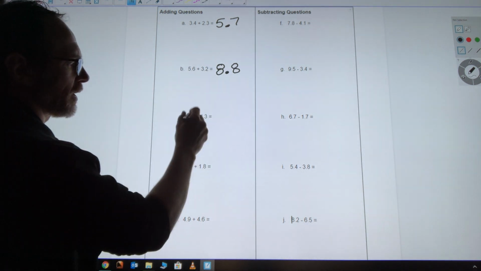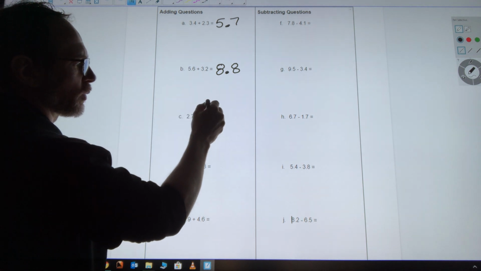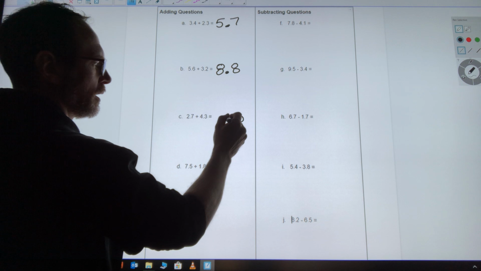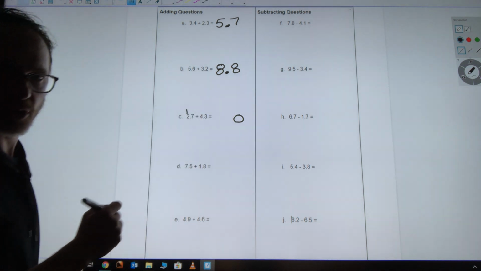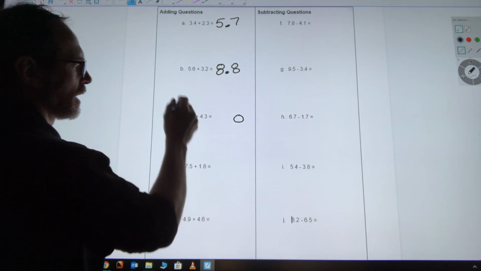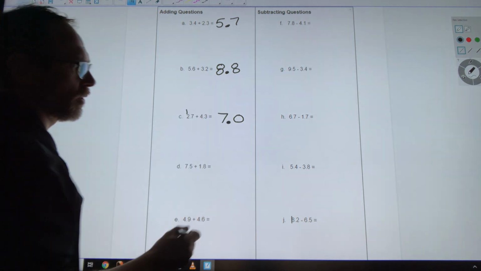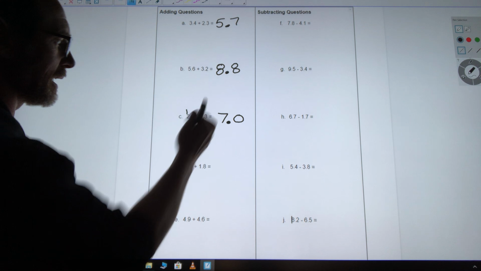Gets a little bit tougher here because I have 7 and 3 in the tenths place, so that's 0. And I would carry a 1 over to the ones place. 1 and 2 is 3, 3 plus 4 is 7. So my answer is 7.0, or you could just say 7. You don't even need the decimal 0 on there.